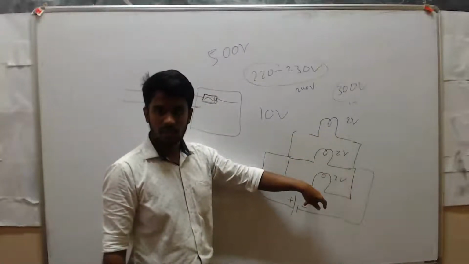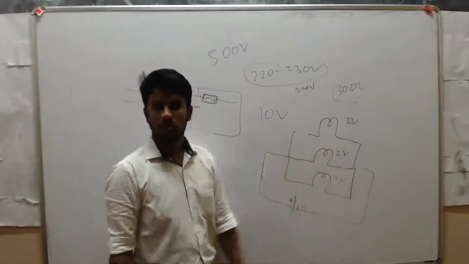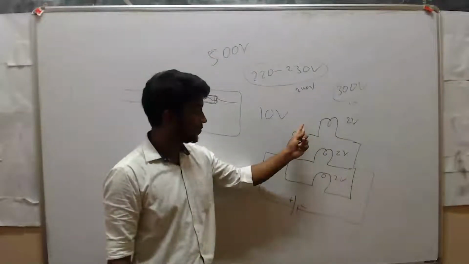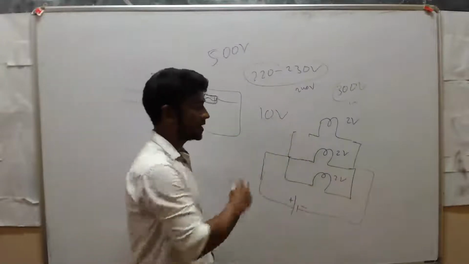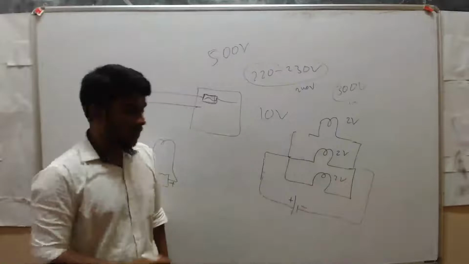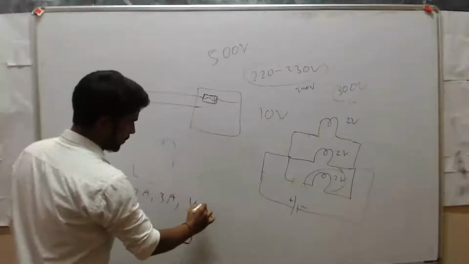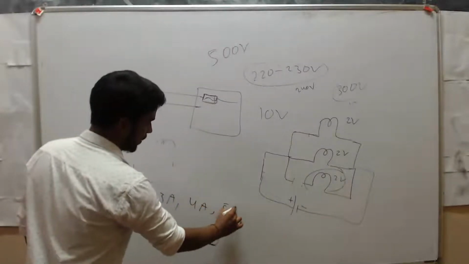Passes, right? Okay, so these two will burn. So that's why, if you connect that fuse in parallel... that's why we should always connect that fuse in series. So 4 ampere, 5 ampere.